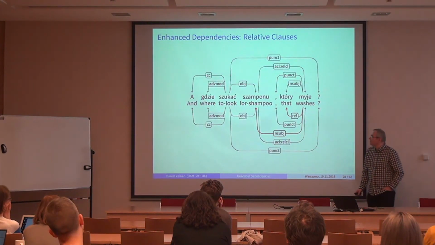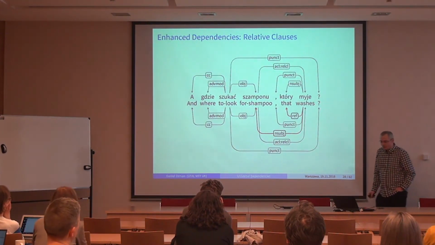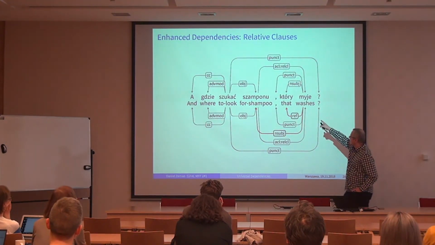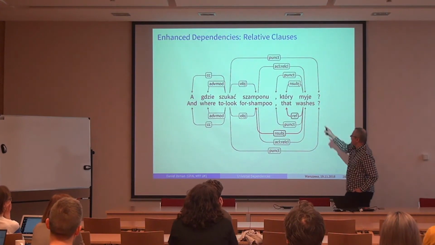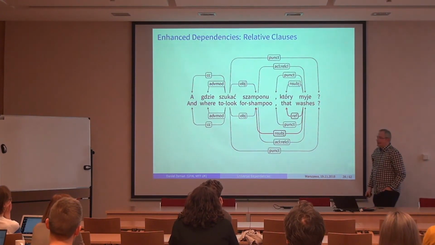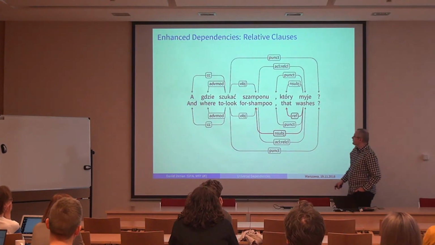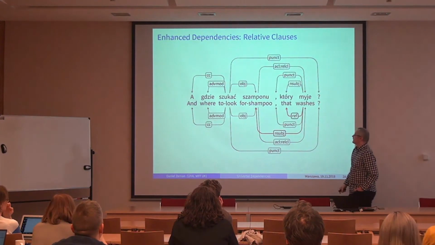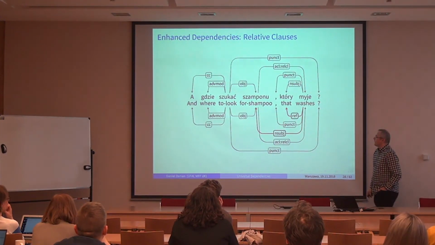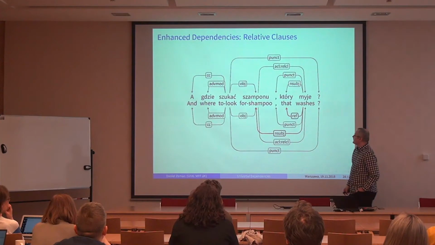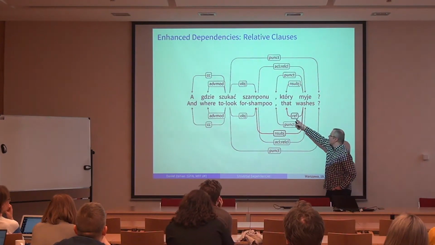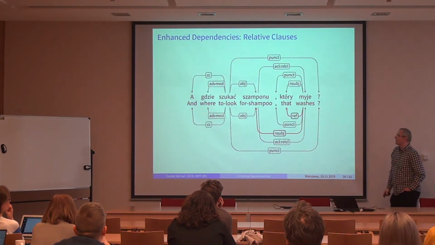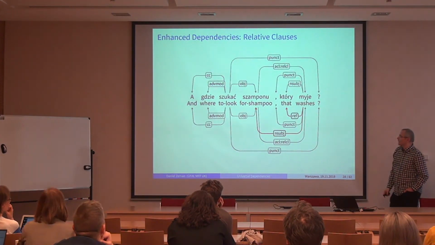This is a real example from the Polish tree bank. Gdzie szukać szamponu, który myje. So który is the relative pronoun, and normally in the basic representation it's the subject of myje. But again, semantically, it is actually important that it refers to shampoo. So you want to see the subject link down here. And then, because we want the structure to stay connected, we use a new label ref here, just to attach to który and not to have 2 subjects of the same predicate.